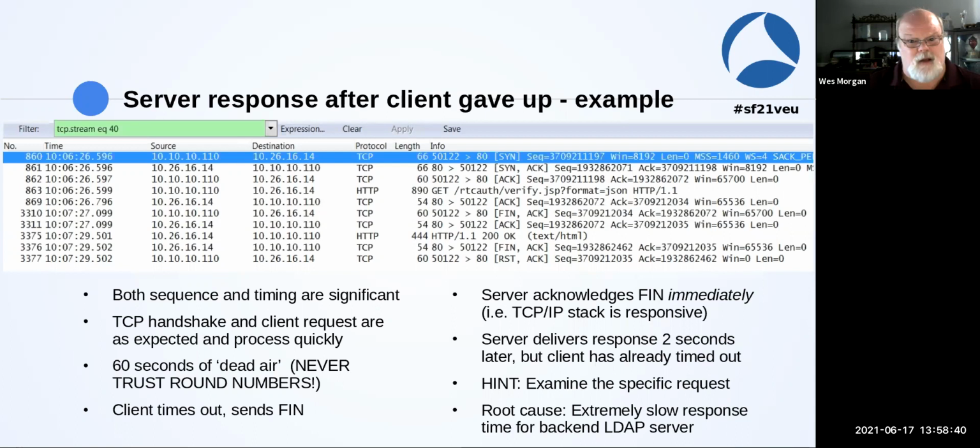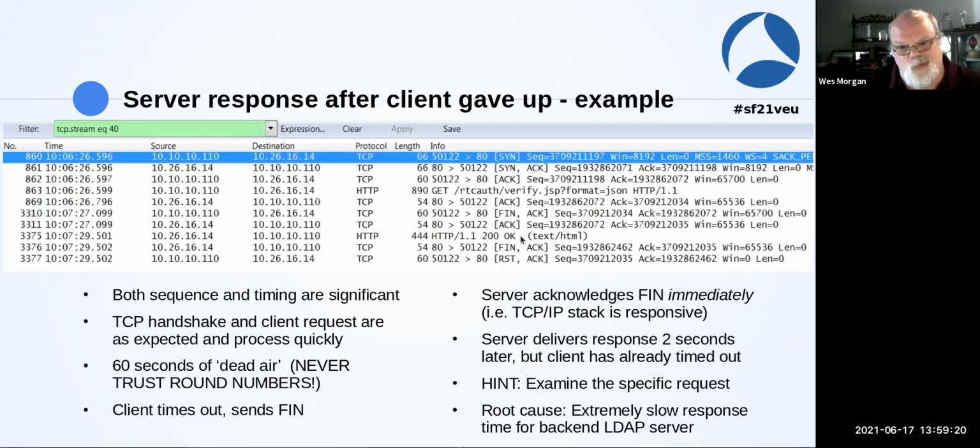The client times out on its request and it sends a FIN. And we notice that FIN is acknowledged immediately. So we know that the TCP/IP stack is responsive. Well, then 2 seconds go by, in this case 2.5, and the server finally comes back with a 200 OK response. Well, but the client's already timed out. So it's going to just ignore that and throw a TCP reset.